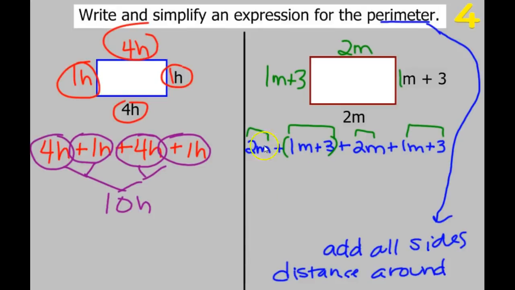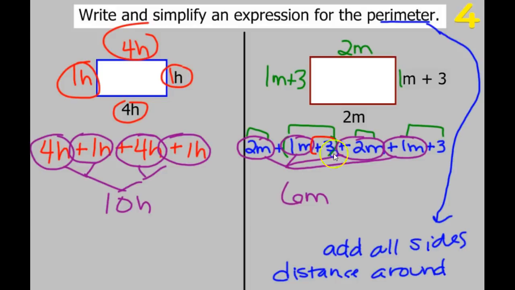So if we combine our like terms, 2m, 1m, 2m, 1m, well, 2 plus 1 is 3, 3 plus 2 is 5, and 5 plus 1 more is 6m. And then we just have 3 and 3, so 3 plus 3 is 6. So our perimeter of this shape, this rectangle, is 6m plus 6. We don't know what m is, so we can't figure out what the actual perimeter would be in terms of a distance.